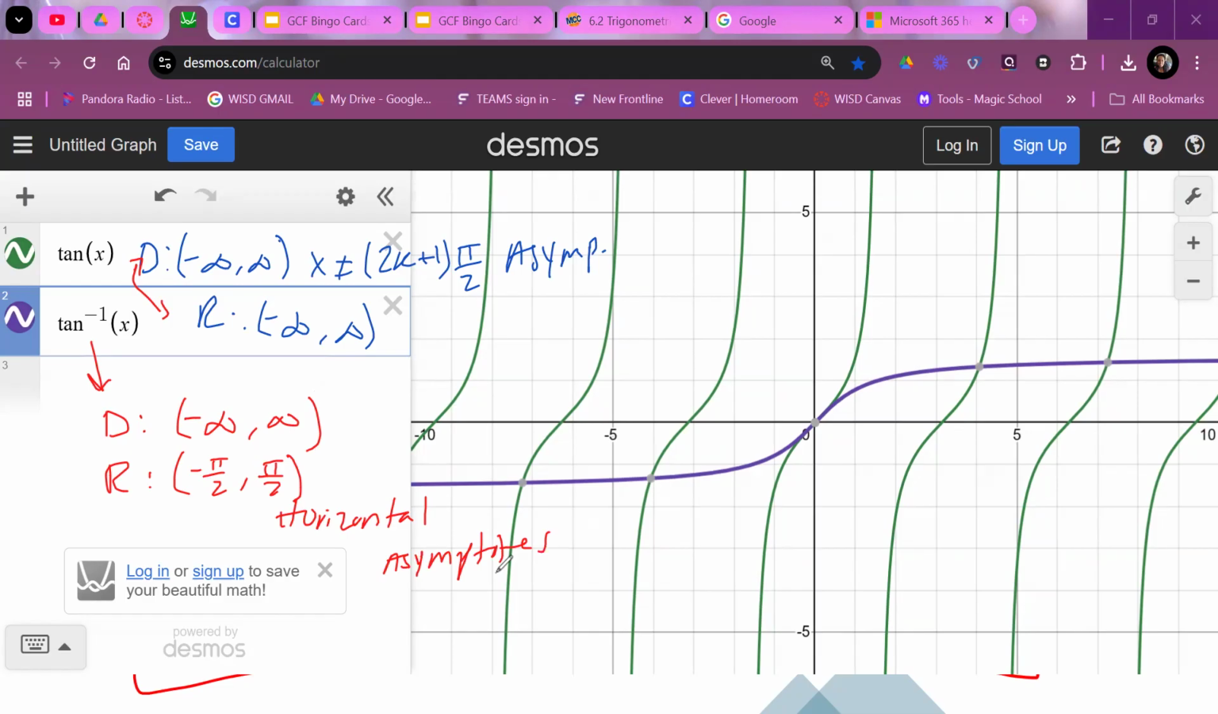Probably should have left you space to do that. In hindsight, it's okay. Yeah, probably should have left you space, but yes.